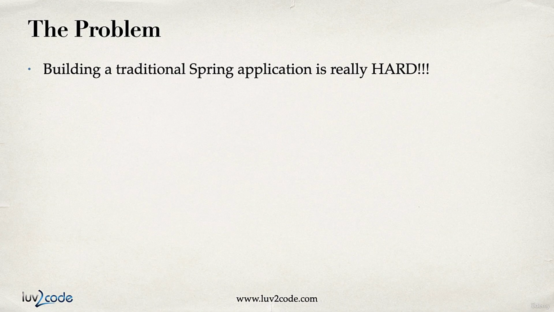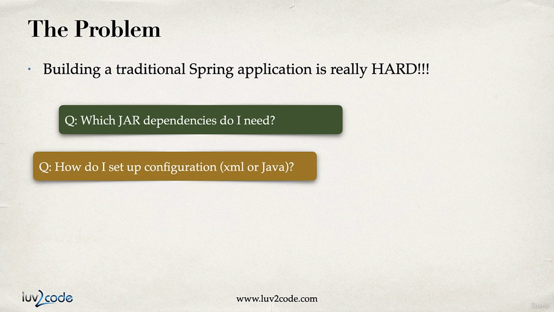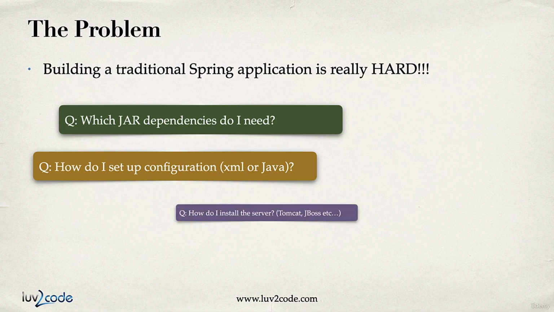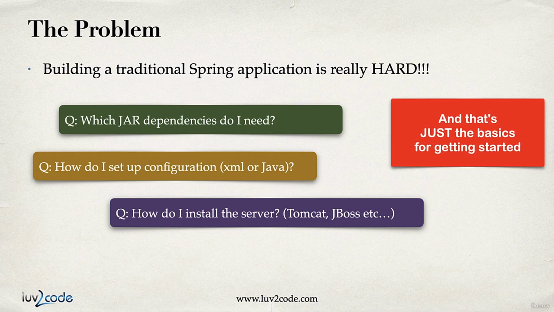But now the problem is that building a traditional Spring application is really hard because you have a couple of questions. Which jar dependencies do I need for this Spring project? How do I set up configuration? Should I use XML configuration or Java configuration? How do I install the server, Tomcat, JBoss, WebSphere, and so on? And that's just the basics for getting started. You haven't even really started building your real application yet.